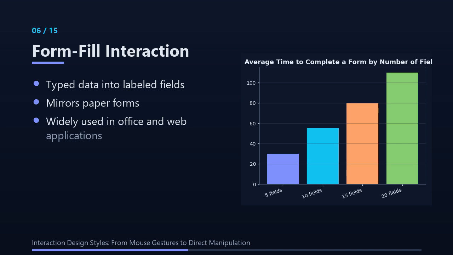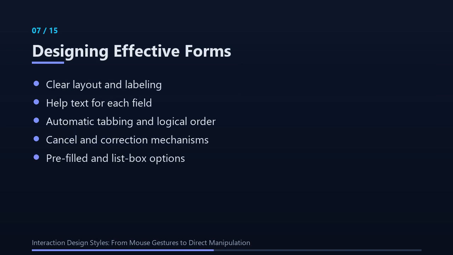labeling, and assistance mechanisms. When designing a form, the first priority is a clear visual layout that groups related fields together and aligns labels consistently. Users should be able to instantly recognize what type of data each field expects, whether it is a date, a numeric value, or free text. Providing concise help text next to each field can prevent misunderstandings and reduce validation errors.